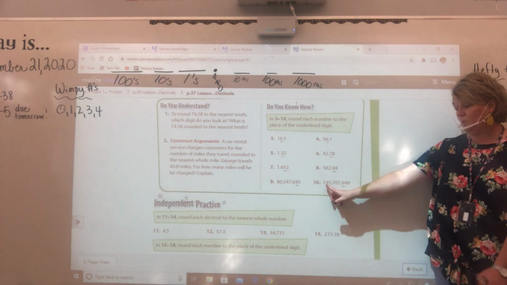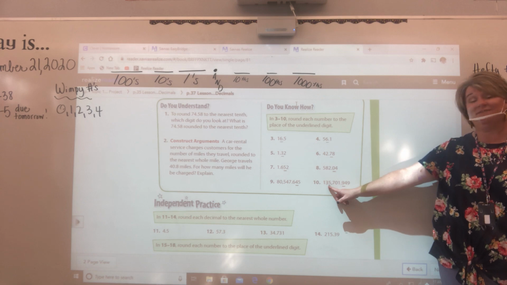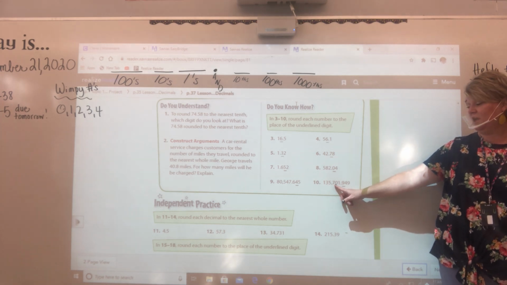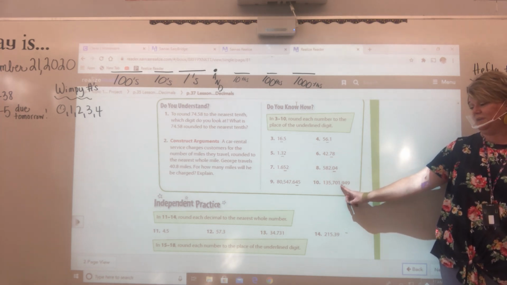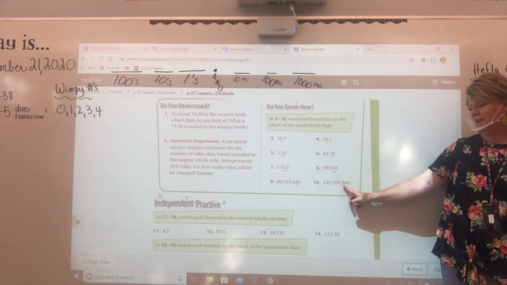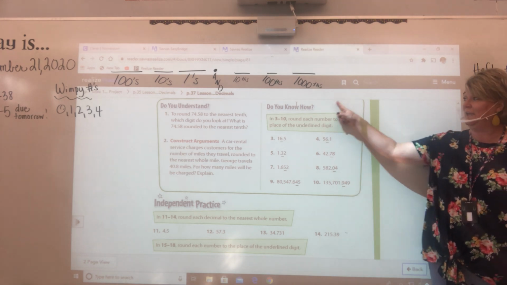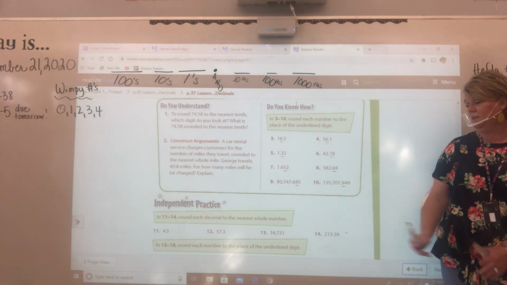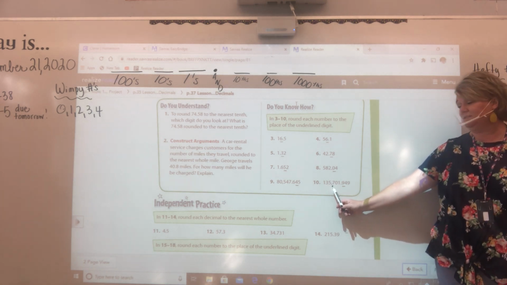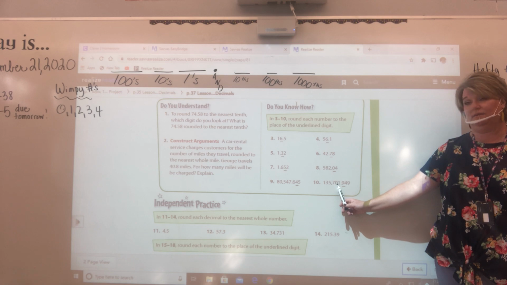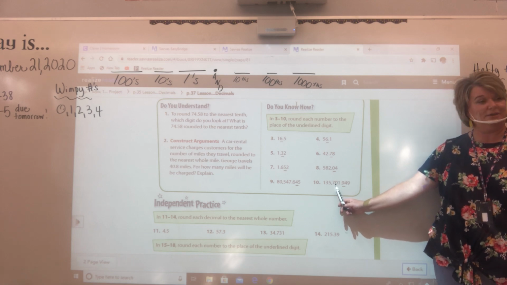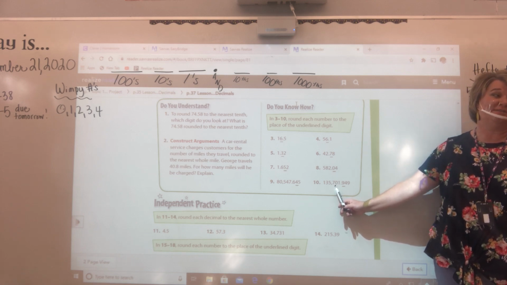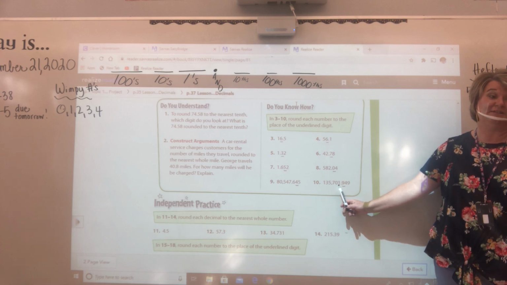Here we go. 135,701. What do you say now? And 949 thousandths. Do you know what somebody said last hour? This is what they said last hour. 135,701. Do you see the decimal anywhere right here? No. Where's the only place you're supposed to say and? When you get to the decimal.